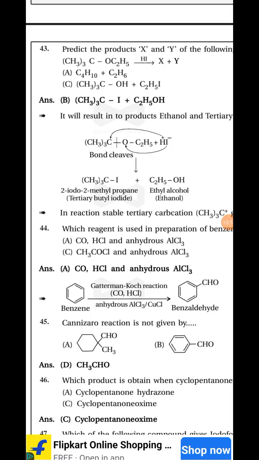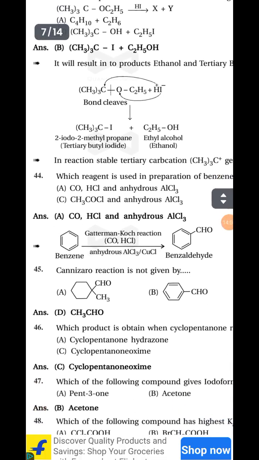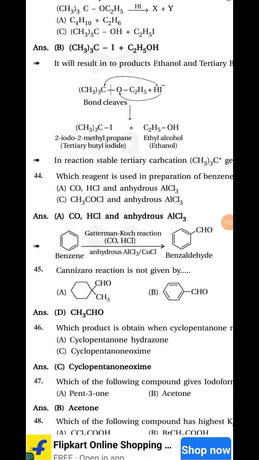Cannizzaro reaction is not given by this one, CH3CHO. Here Cannizzaro reaction is not given by this compound. Rest others do, because you know that in aldol condensation there is a requirement of alpha hydrogen, and here there is no requirement of alpha hydrogen. So this would not give it, because here alpha hydrogen is present.